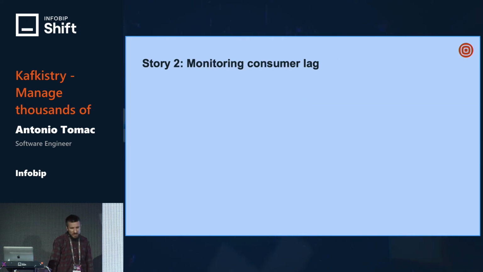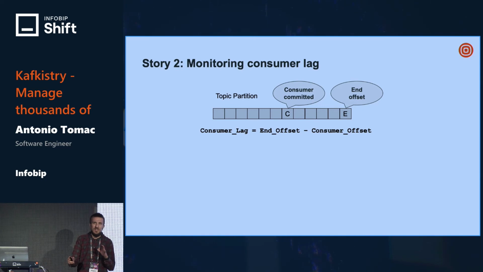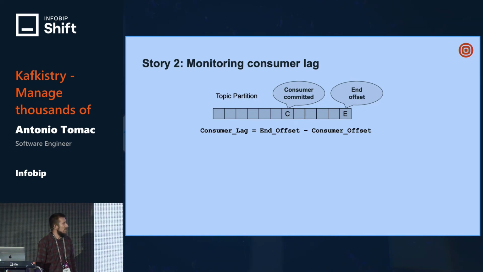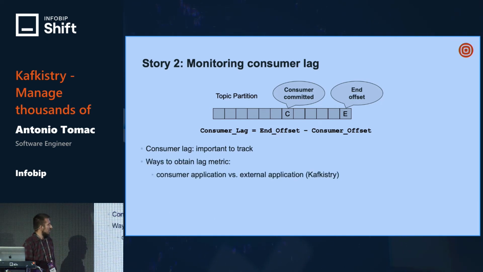The second story I would like to share is about monitoring consumer lag. What is lag? Technically, it is the difference between the end offset in a topic and the last committed offset of the consumer. It tells us how many messages are still there for a consumer to process. I don't think I need to say this, but this is a super important metric to track. But the key question is how to obtain such a metric.